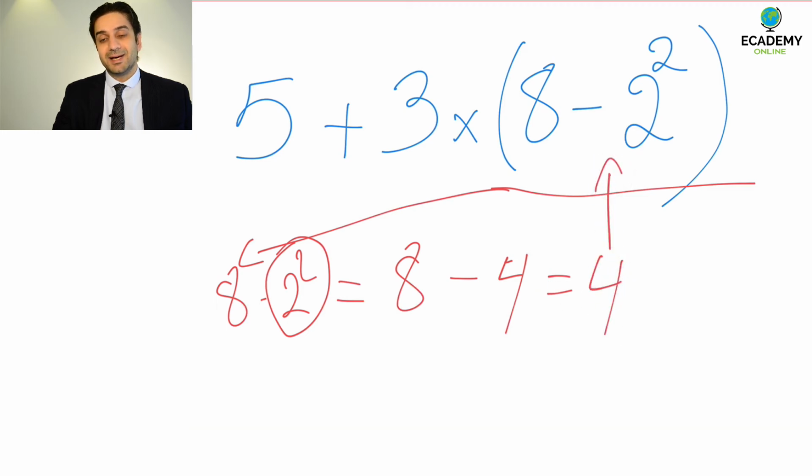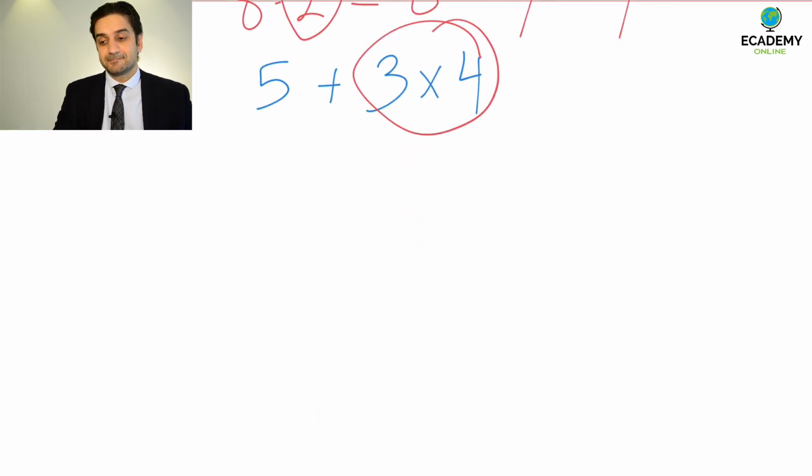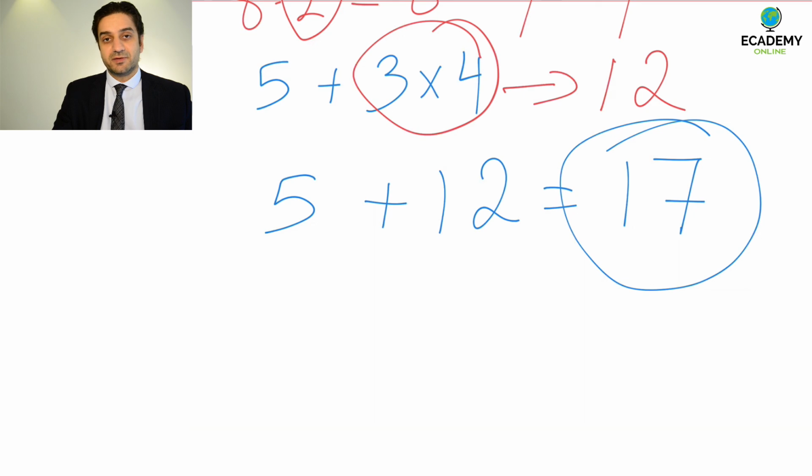Now I take that back into the expression. I'll go back to 5 plus 3 times 4. Now I do the multiplication. 3 times 4 is just 12. So my expression becomes 5 plus 12 equals 17, which should be my final answer.